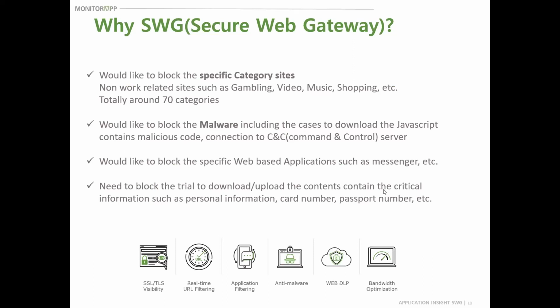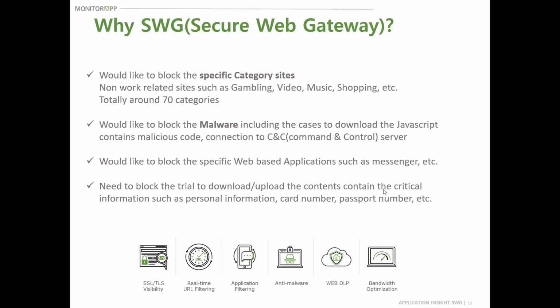So if you have the following requirements, then SWG is the right solution for you. First, one of the important features is URL category filtering. For example, for office employees, you'd like to not allow access to shopping or gaming sites during the working hours. Basically, we provide around 70 different categories for over 100 million websites, and this number is increasing every day.